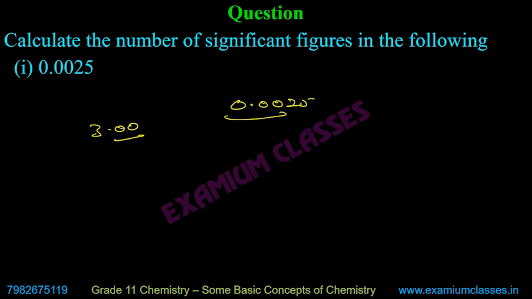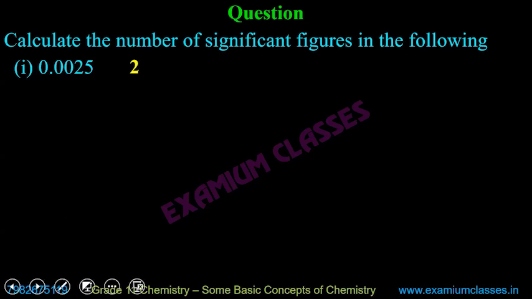And this is the question where most of the students make mistakes. Next, 208. How many significant figures? Three. Good. Three, because zeros between two significant digits are significant. We know the rule that zeros between two significant digits are significant. That's why this is three.